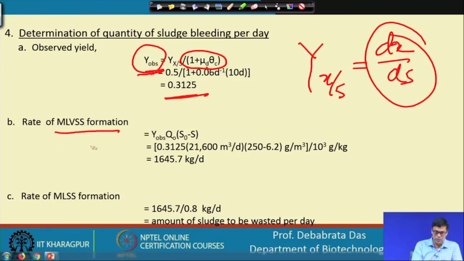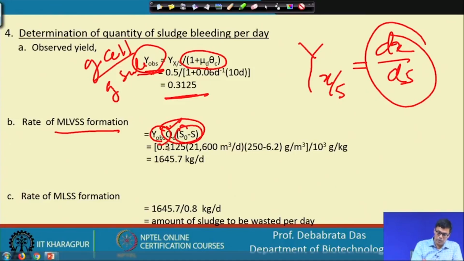The MLVSS formation, that is how you can calculate how much actual solid material is formed. This is the flow rate, and this is the substrate conversion that takes place. From that we can find how much substrate is converted, and the observed yield means gram of cell mass per gram of substrate consumed. If you multiply by that, we get how much cell mass production there is. Now, for the MLSS, you divide the MLVSS by 0.08, and you will get the MLSS.